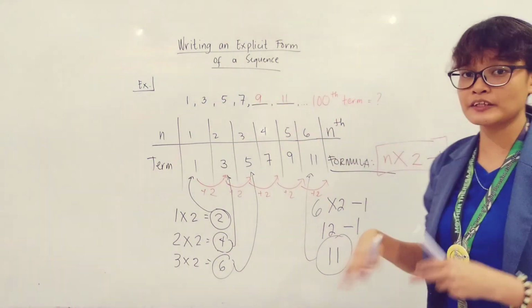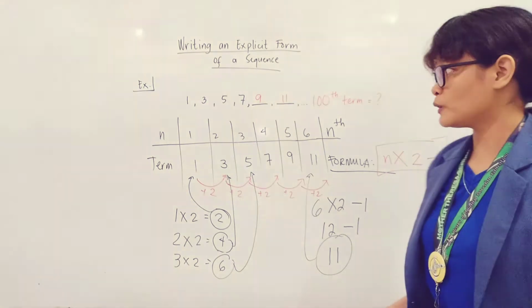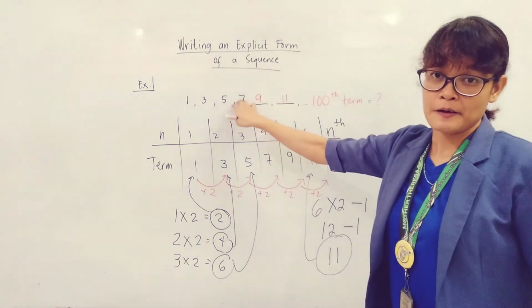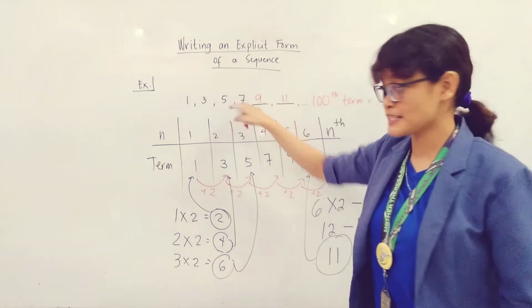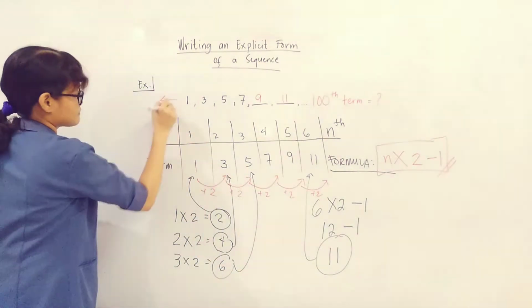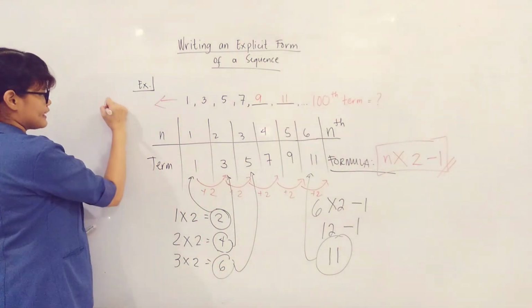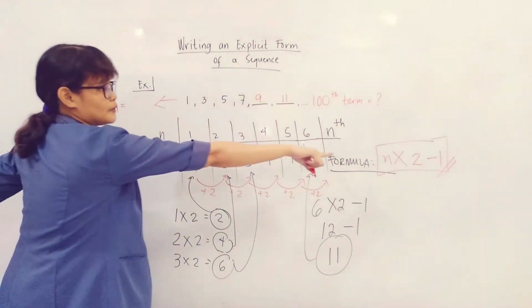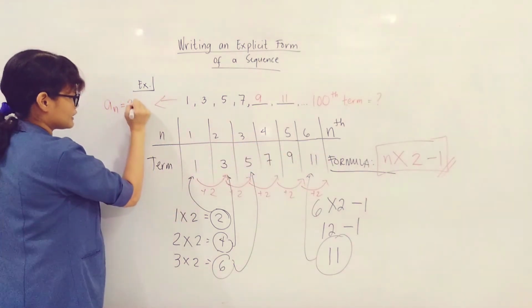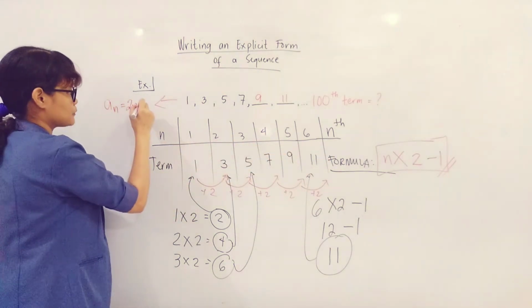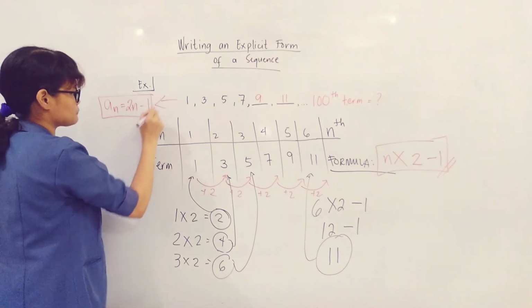So gagawin lang natin siyang mas formal. So ibig sabihin, this sequence can be defined as, yung formula niya is a sub n equal to n times 2. So you can rewrite that one as 2n minus 1. So this is now our explicit formula.